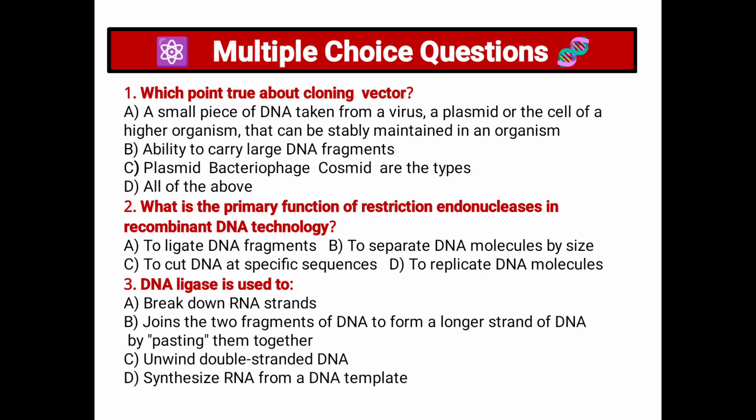So these are multiple choice questions asked or expected in competitive examinations. Which point is true about cloning vector? A cloning vector is a vehicle which can transmit genetic information from one organism to another. The first option: a small piece of DNA taken from a virus, plasmid or cells of a higher organism that can be stably maintained in an organism. Ability to carry large DNA molecules.